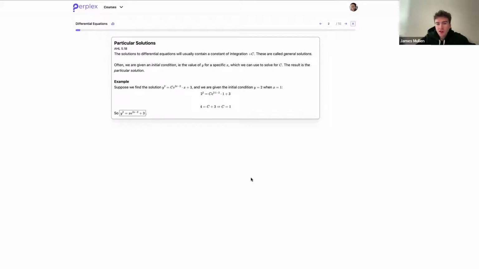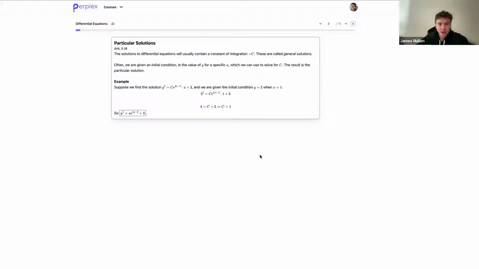Once you solve the differential equation, you're going to end up with a plus c, okay? And these plus c's are the constants of integration, and therefore the solution that you get that contains the plus c is called the general solution. It's, if you like, the family of functions that satisfies this derivative equation that we have, this differential equation. Oftentimes we'll be given an initial condition, which is the value of y for a specific x, which we can use to solve for c, all right? The result of that is going to be what we call the particular solution.